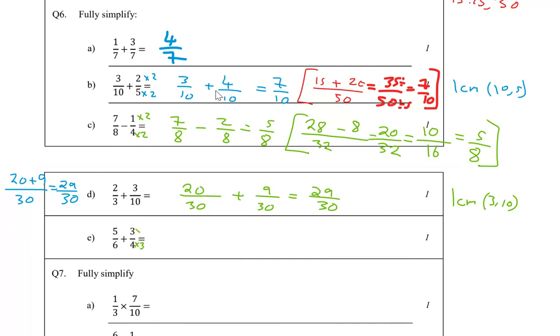So, lowest common multiple is 12. To give 10 over 12 plus 9 over 12. To give 19 over 12, that goes in once.